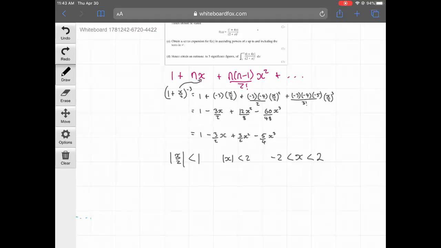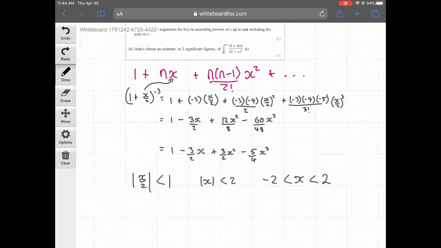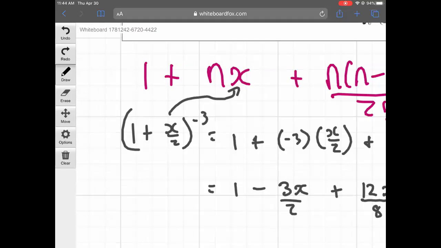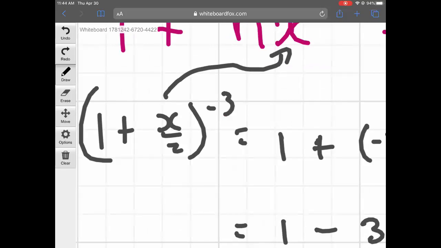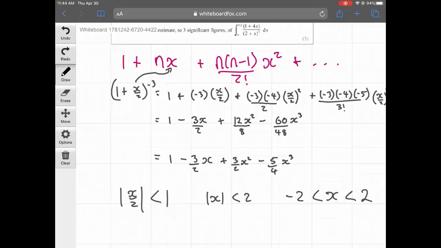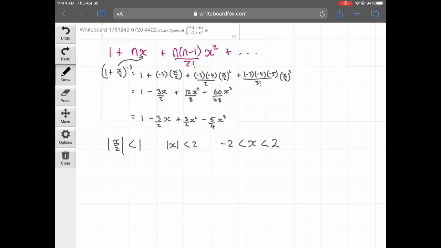And the reason that it's between minus 2 and 2 is if you imagine if x was 2, then it would cancel with the 2 in the denominator, which would make it 1, and therefore it wouldn't converge, right? If it was slightly less than 2. If it was 2, it would diverge. So it can't be less than or equal to 2, it has to be less than 2.